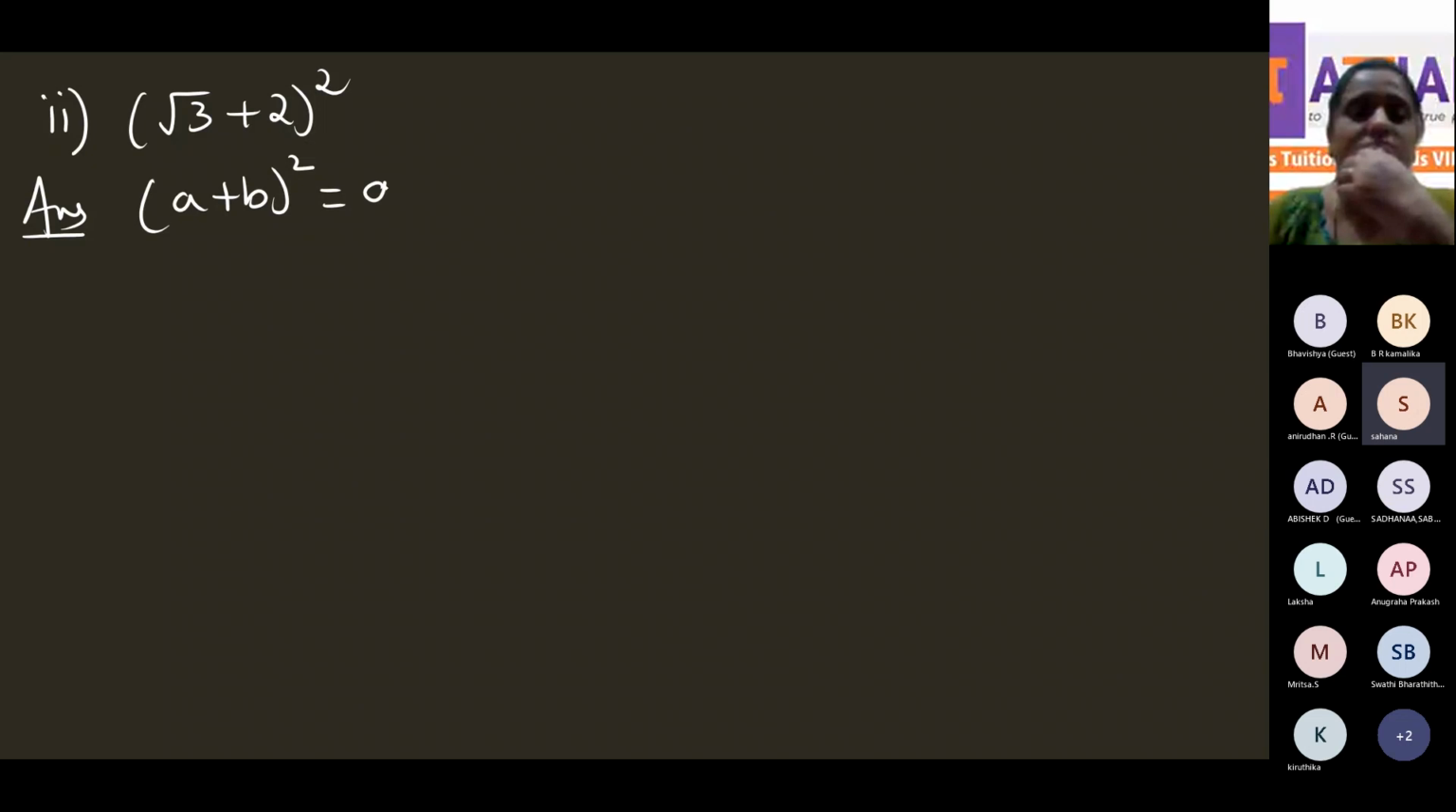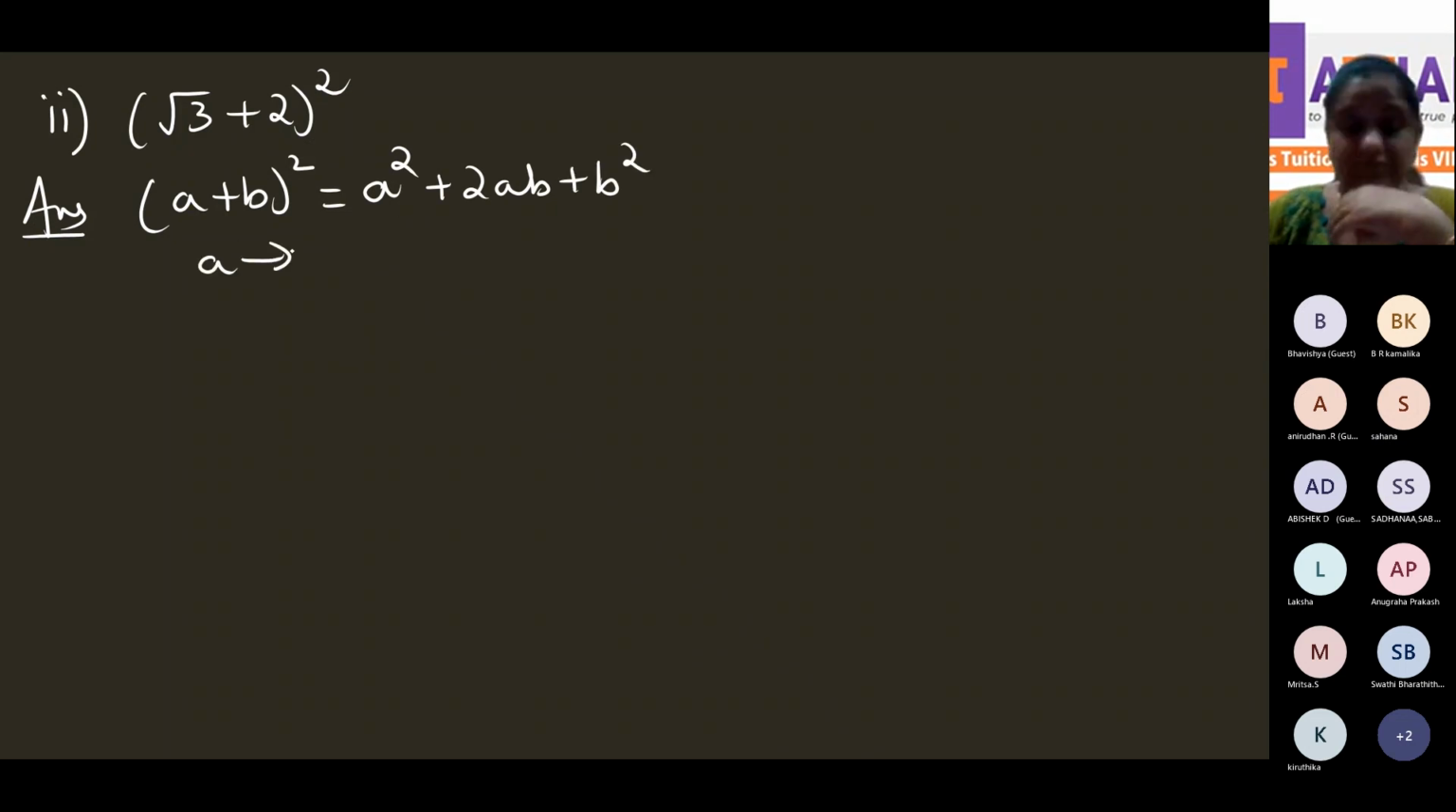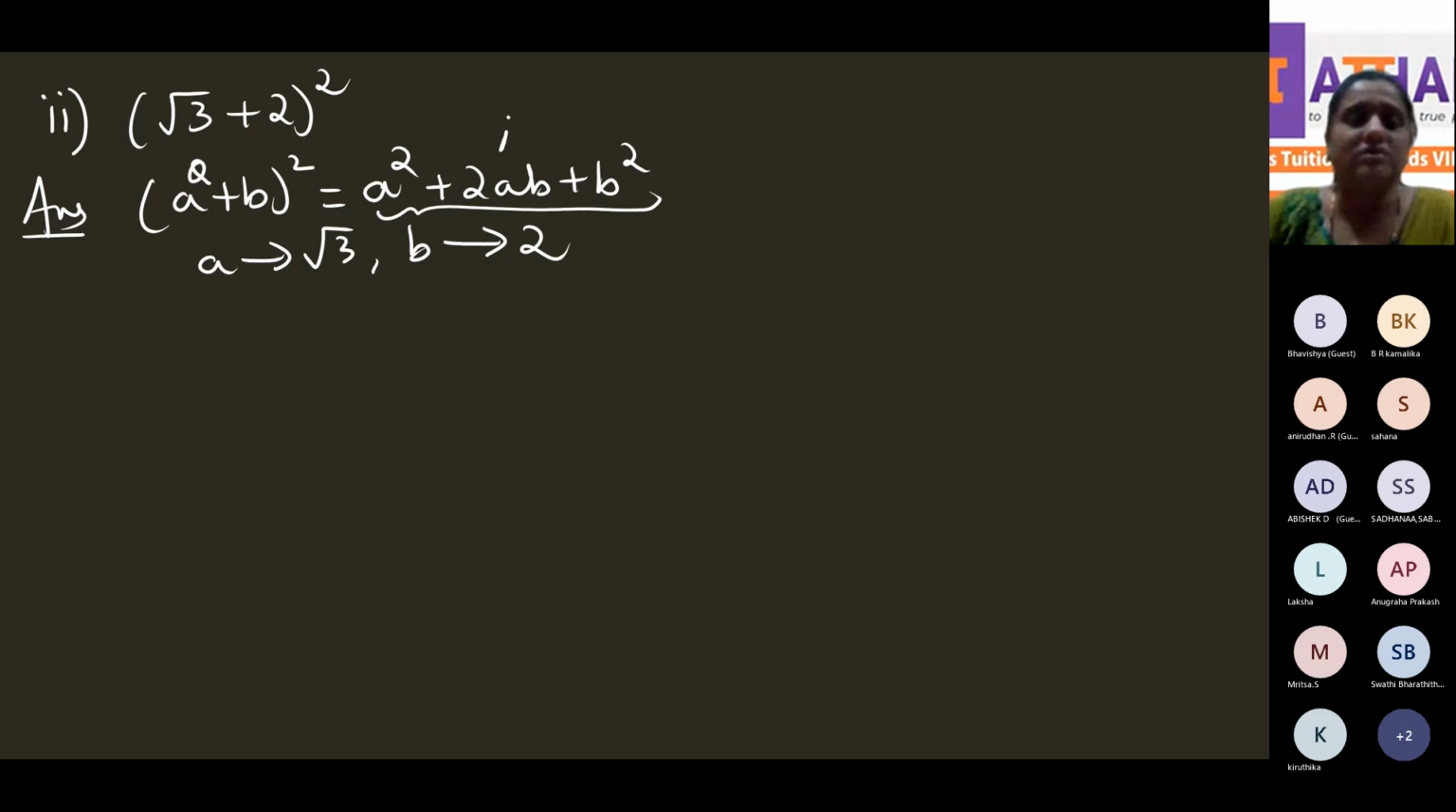And what is a plus b the whole square? A square plus 2ab plus b square. Correct. What is a? Root 3, ma'am. B? 2, ma'am. Correct. So the question looks like a plus b the whole square, and this is the answer. So the answer is a square plus 2ab plus b square.